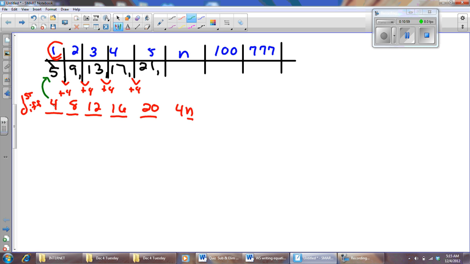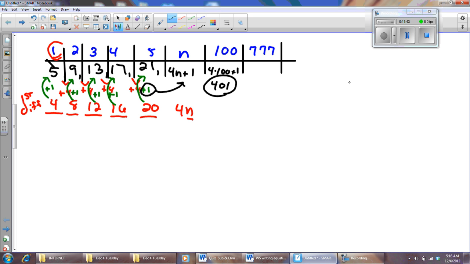So I ask myself, how do I turn 4 into 5? How do I turn 8 into 9? I add 1. 12 to 13, I add 1. 16 to 17, I add 1. 20 to 21, I add 1. That means to the 4n term, I have to do 4n plus 1. Yeah, right there, that green one is part of my answer. See? 4n plus 1. Now to do the 100th term, I'm going to do 4 times 100. Then I'm going to add 1. Following the order of operations, I'll get 400 plus 1, which is 401.